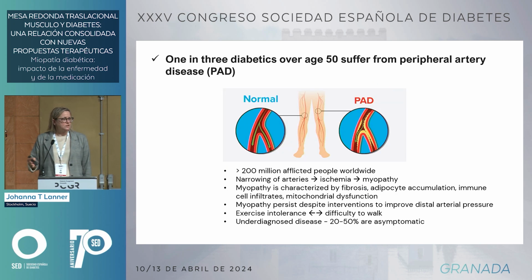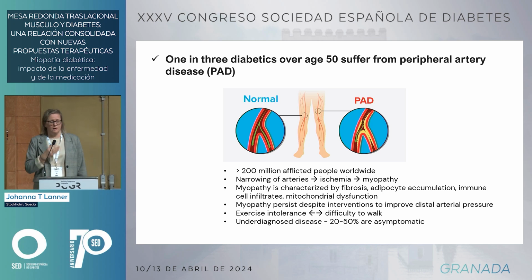One in 3 diabetics over the age of 50 exhibit peripheral artery disease. But you can also get peripheral artery disease even if you don't have diabetes. Over 200 million people worldwide are afflicted by this disease. And it starts with what you see in this image: a narrowing of arteries and blockage, which of course leads to ischemia, and that will give damage to muscle.